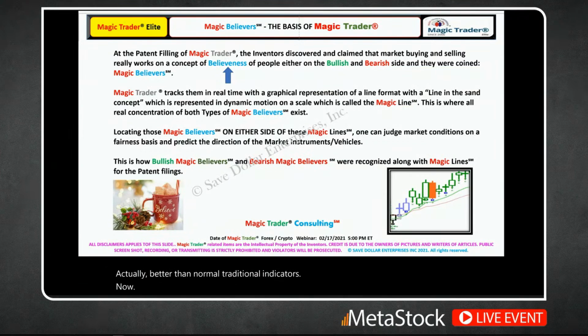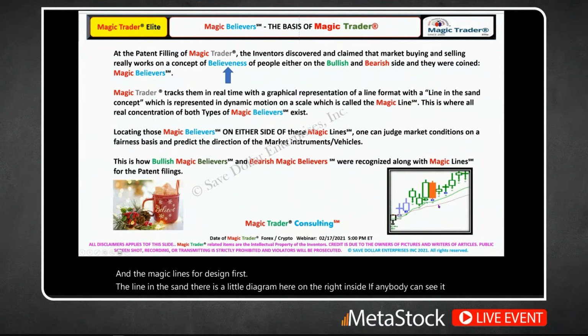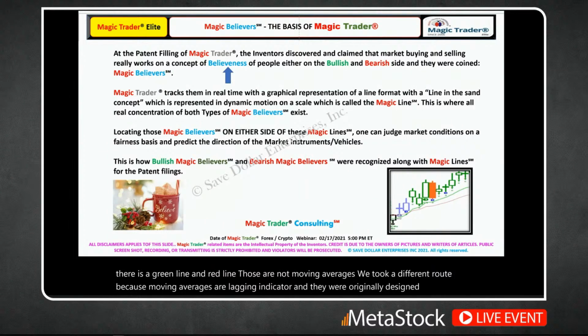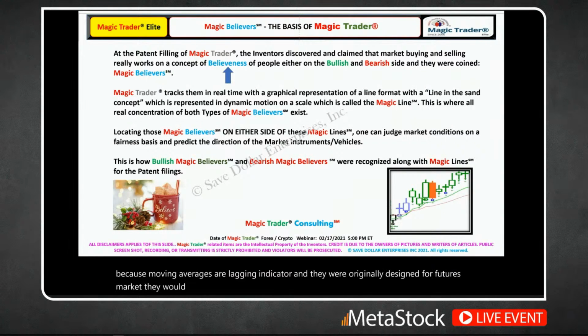Now, the basis is on believeness, when people believe it. And the magic lines were designed first. The line in the sand, there is a little diagram here on the right hand side, if anybody can see it. So there is a green line and a red line. Those are not moving averages. We took a different route because moving averages are lagging indicators, and they were originally designed for futures market. They were not designed for other things.